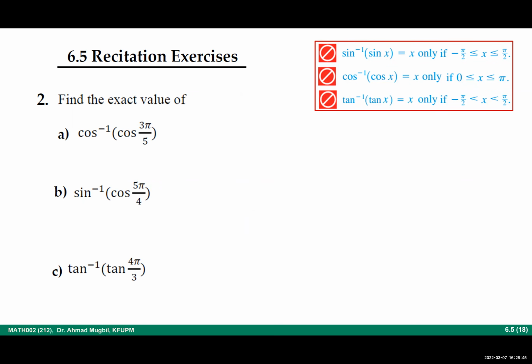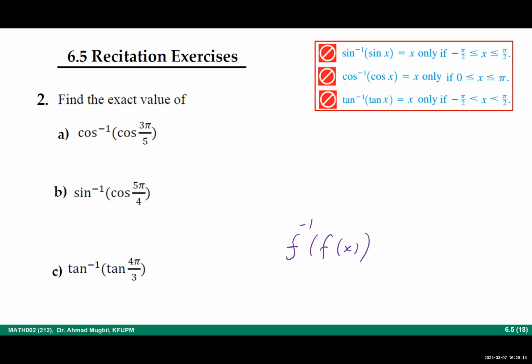Okay, let's go to the next exercise. Now, this exercise is about using a combination of a trigonometric inverse function and also a trigonometric function. They might be the same function, like here, cosine inverse cosine, or different ones, like here, sine inverse cosine. So when you have something like this, it is easy. You need to remember the inverse function property, or the cancellation property, which is mentioned here.